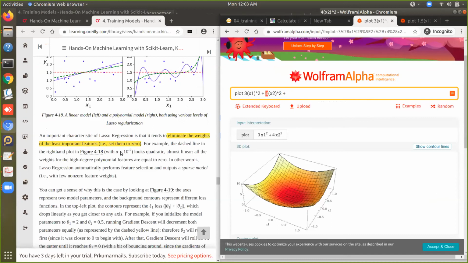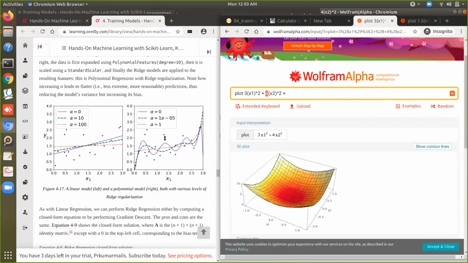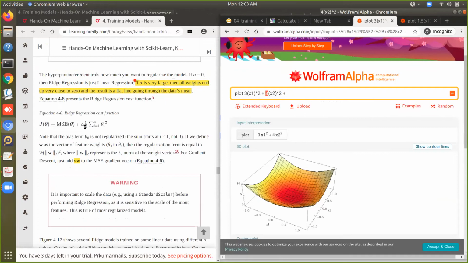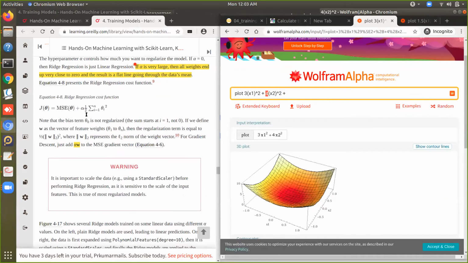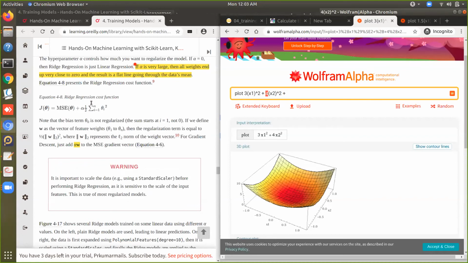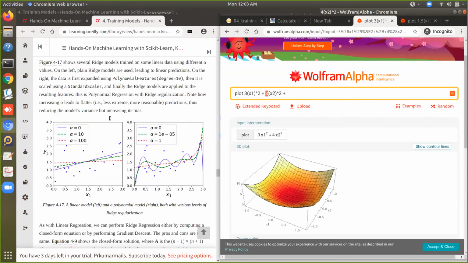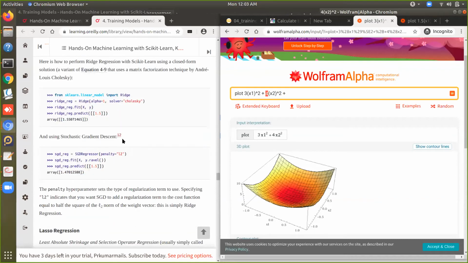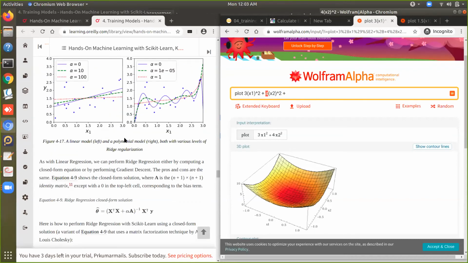Here the 1/2 is added just for simplification, so don't worry about the constants. Minimizing 4x squared is the same as minimizing 2x squared. While computing the gradient, this half will be cancelled, and that's the purpose. So please ignore the constants for the time being.